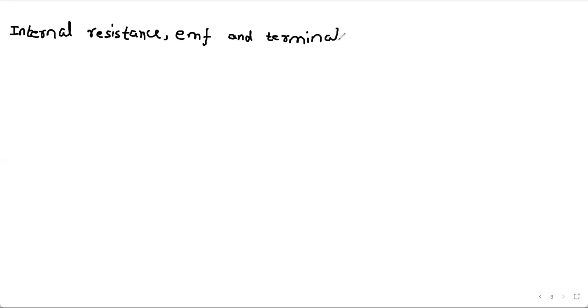Next, we have the concept of internal resistance. Now only circuits are left. The next is internal resistance, EMF, and terminal potential difference of the cell. So let's see one by one. What is internal resistance? What do you mean by EMF? And what is terminal potential difference?